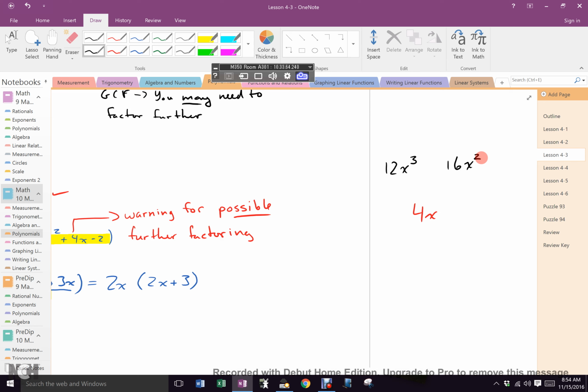Where? It's now 4x squared, isn't it? Because this guy has an x squared to give to the party. Everybody cool? Okay. 4x cubed y to the fifth, y to the third.